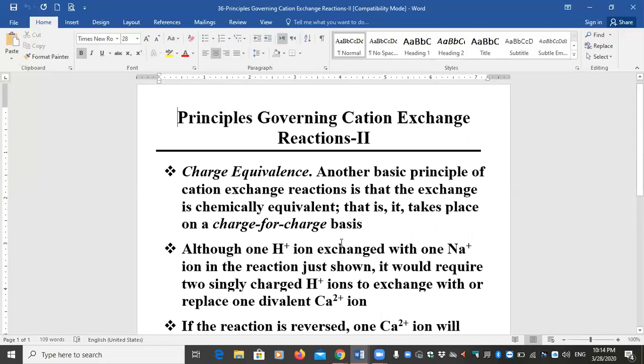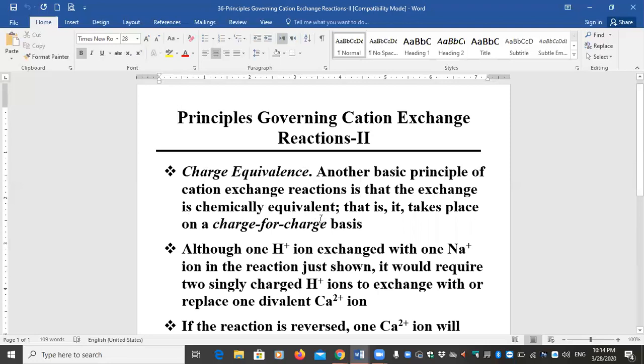Another important principle or property of this cation exchange reaction is charge equivalence. This is extremely important. Concentrate, and you should understand it very well. It's easy, but concentrate to understand this principle very, very well. What do we mean by charge equivalence? Another basic principle of cation exchange reactions is that the exchange is chemically equivalent.